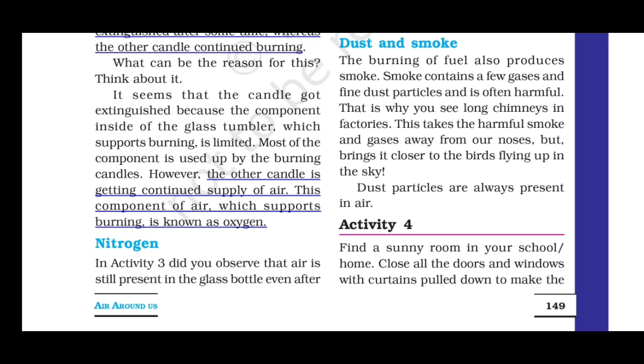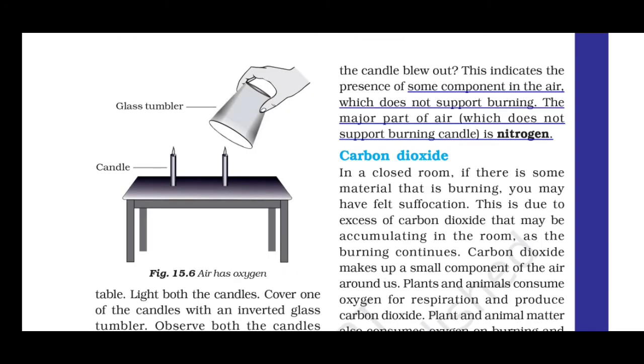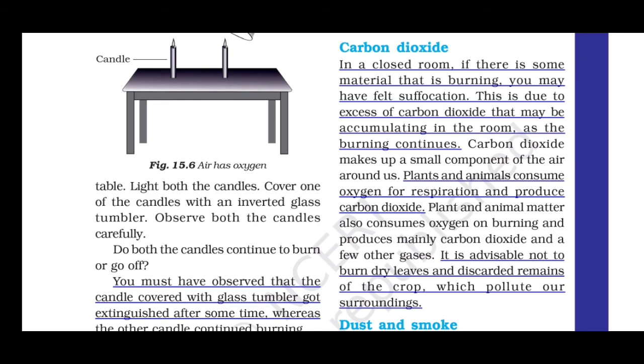Now the next important component is nitrogen. It also plays a very important role in air. As we have done the activity of the candles in which one of the candles blows out, this indicates the presence of some component in the air which does not support burning. The component which does not support burning, this major part of air, is known as nitrogen. So the part which does not support burning is known as nitrogen. Is it clear?